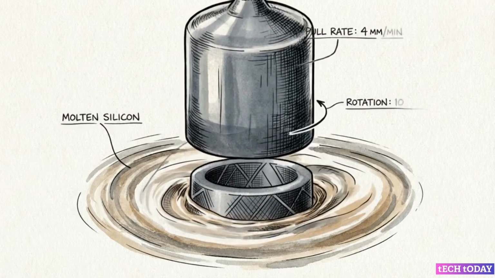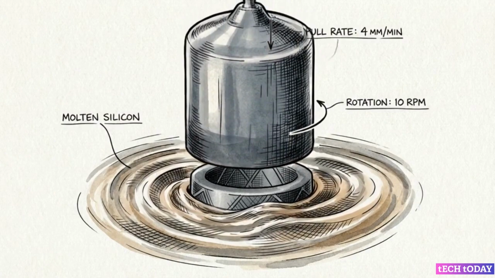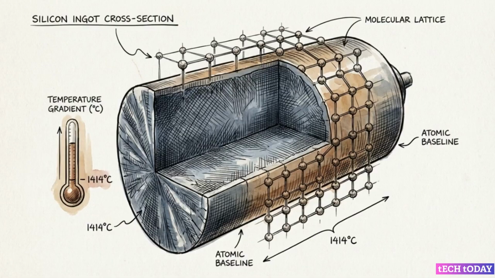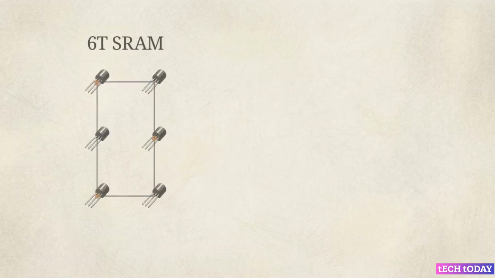In the Czochralski method, a seed crystal is slowly pulled from molten silicon, growing a single ingot. The pulling rate and temperature profile during this growth define the baseline atomic structure of every chip cut from that ingot. Once the wafer is cut, that silicon is etched with memory architecture, which typically falls into two categories, SRAM and DRAM. This is a 6-transistor, or 6T SRAM cell.